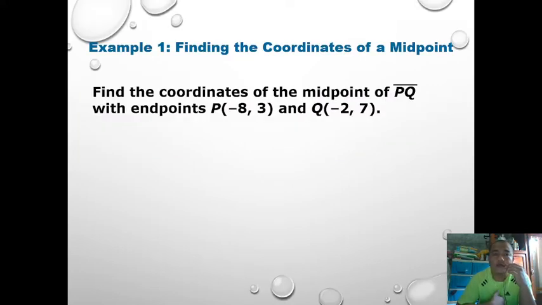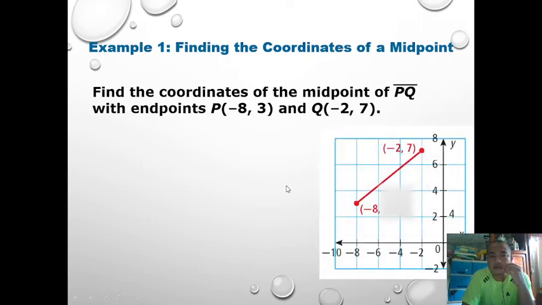Let us now have our first example, finding the coordinates of the midpoint. Find the coordinates of the midpoint of segment PQ with endpoints P(-8, 3) and Q(-2, 7). So first, we plot the points (-8, 3) for point P and (-2, 7) for point Q. What do you think is the midpoint between these two given points P and Q?